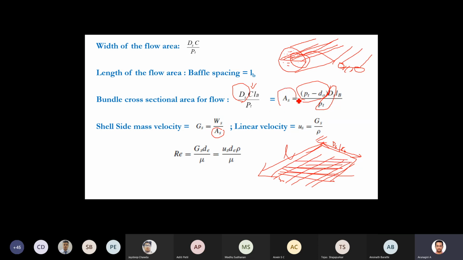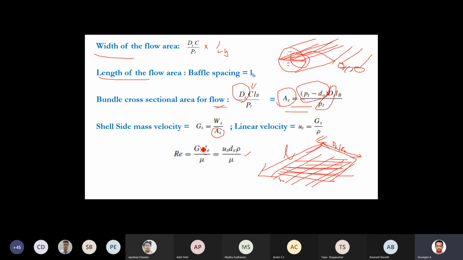Okay, so like this you have to calculate the bundle cross-sectional area for flow, that is calculated based on maximum, that is DS, based on this diameter. So the width of the flow area is DS by PT into PT. It has to be multiplied by LB. So you will get width into length, you will get that flow area. That's the concept. Using this cross flow area, you can calculate the shell side mass velocity.